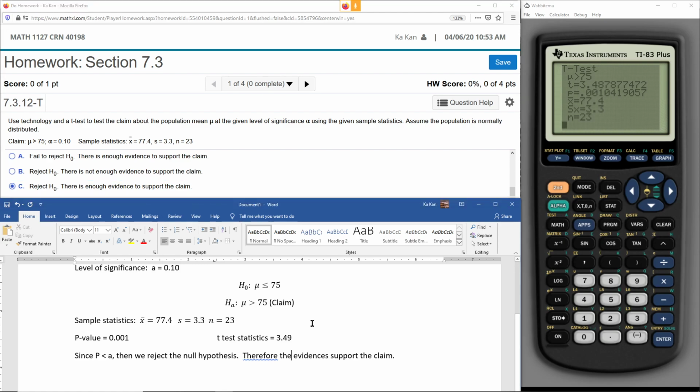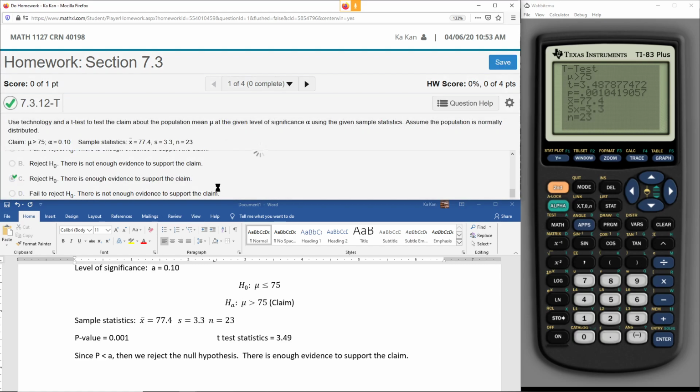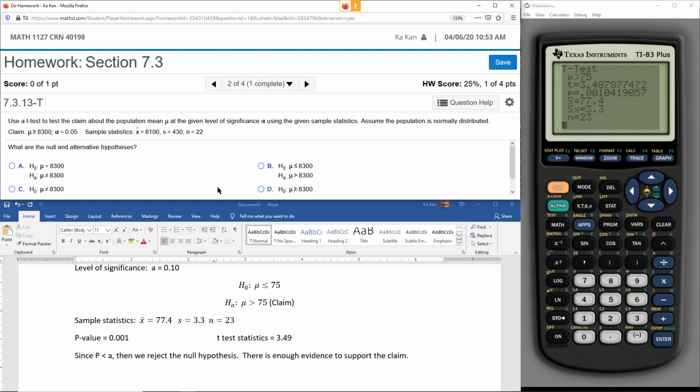Let's just say, maybe I should say this. There is enough evidence to support the claim. So like that. Always do all the work first ahead of time, then this will work.